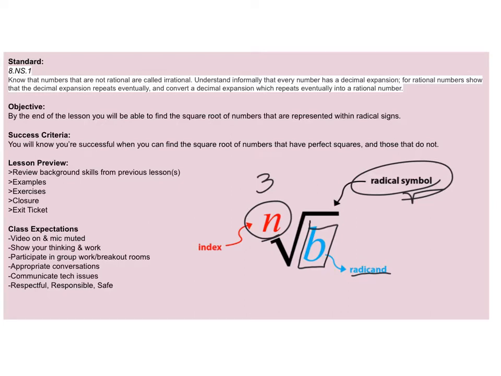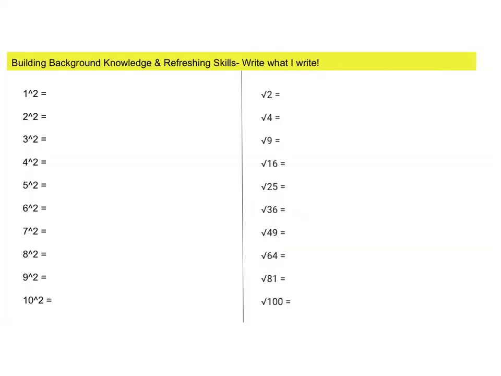Let's get started. All right, on this slide, we are just going to fill these in, and I want you to do this on your paper as well. Don't just listen. Please write what I write. So 1 squared is the same thing as 1 times 1, and this equals 1. 2 squared is the same as 2 times 2. This equals 4. 3 squared is the same thing as saying 3 times 3, which is 9.